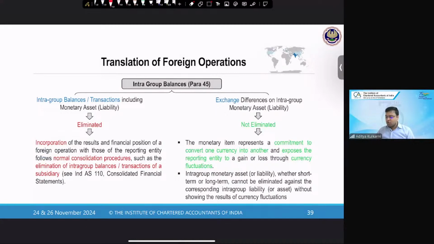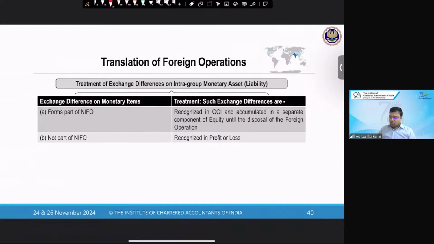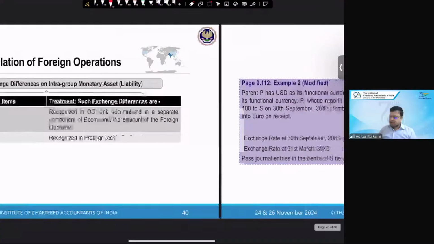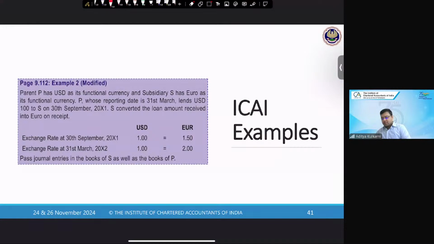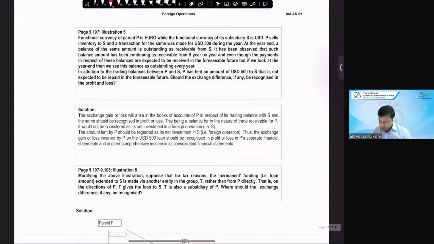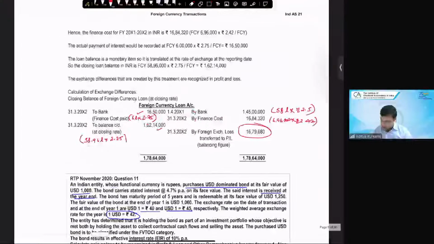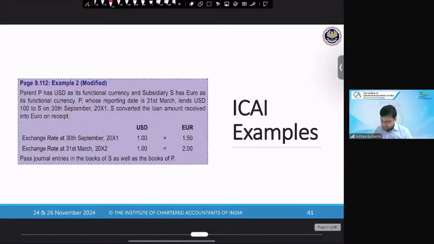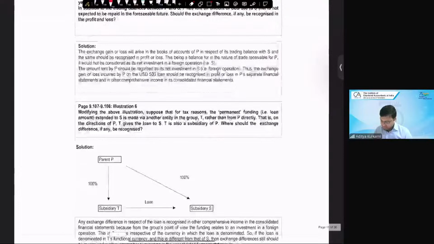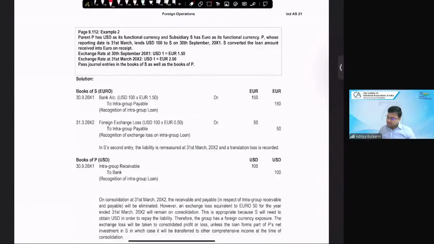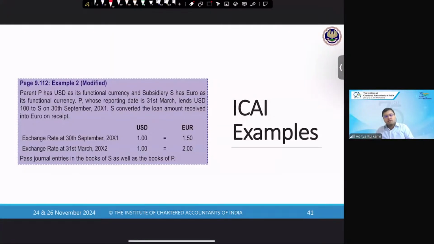Okay. Intra-group transactions, we will come to this later. NIFO, whatever this is, I will come to this later. Okay. So now let us proceed to look at some of the questions which are there. Then, you can understand better. Okay, fine. We will look at some questions, then go back to intra-group balances, then come back to the questions again.